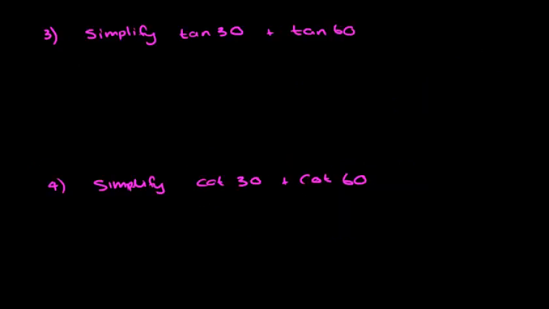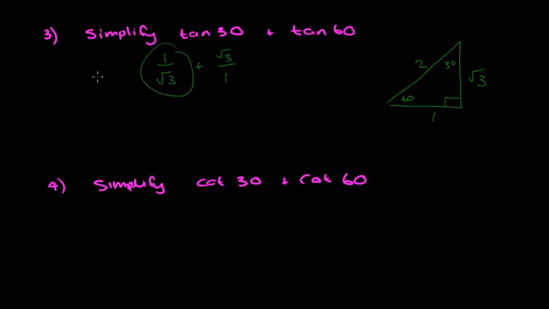Okay, next question. Okay, I'm going to draw up my 60-30 triangle. 1, 2, root 3 just to help me. Okay, simplify tan 30 plus tan 60. Well, tan 30 is opposite over adjacent, so 1 over root 3 plus tan 60 is root 3 over 1. Now, the denominators are not the same, so I need to make them the same. Before I can do that, I need to rationalize this, because anytime you get a question like this, you must make sure that the denominators are rationalized.